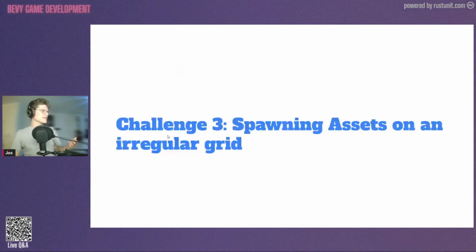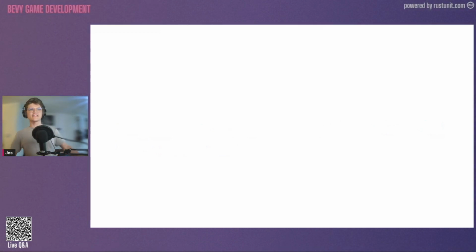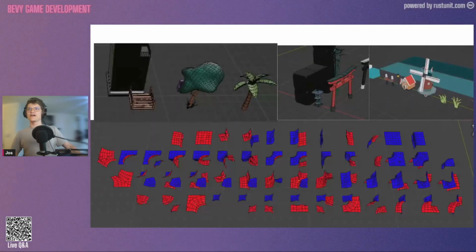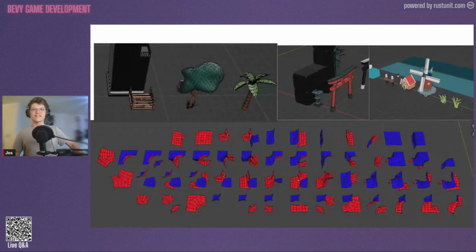Then a third challenge: we now have these great grids, but they're empty. Let's try to spawn some assets on it. And we're immediately met with the problem of, okay, I have these nice assets and some tiles. I modeled some cute Dutch buildings also. But how do we translate those things? The solution is actually quite easy.